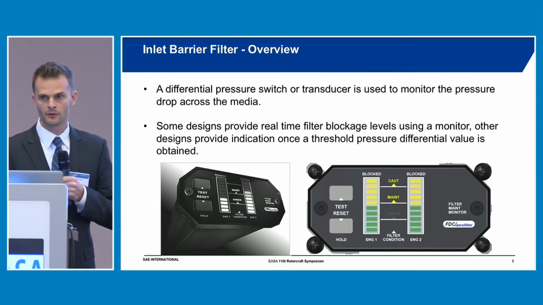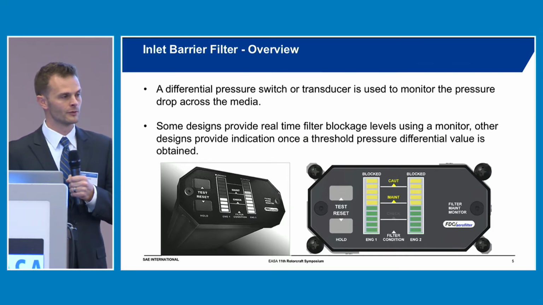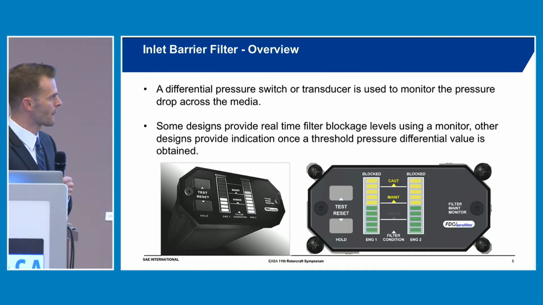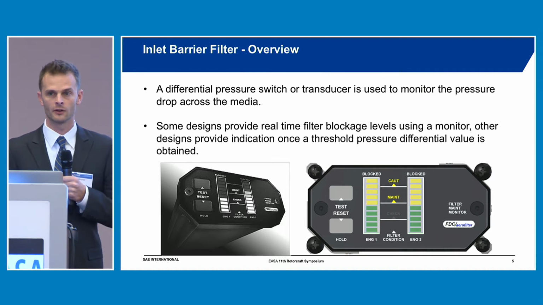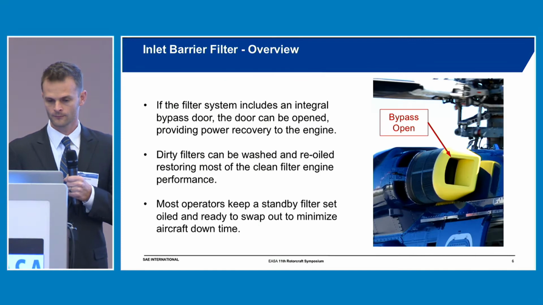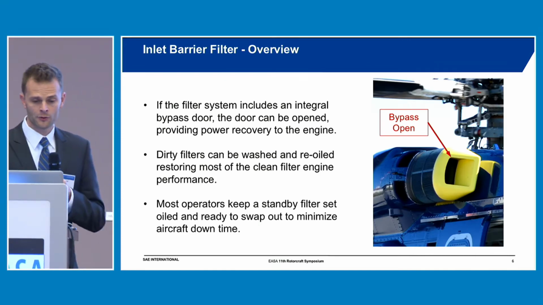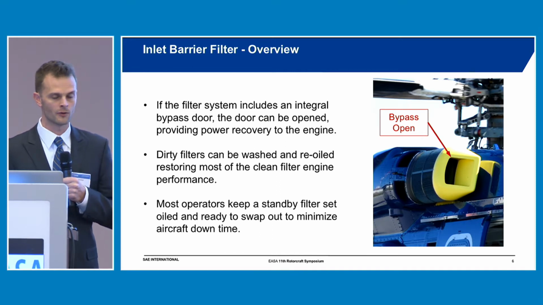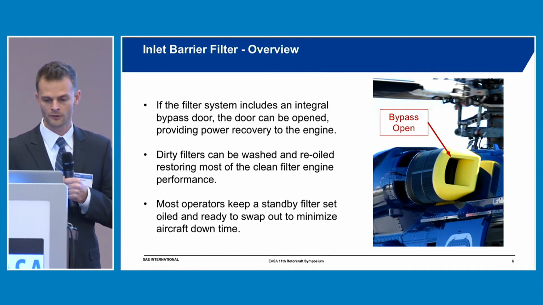Some designs will provide a real-time filter blockage indication that gives pilots situational awareness. They may include individual engines. Other designs will have a switch that's set to illuminate at a preset threshold. If the system has one, a bypass door can be opened, and that provides power recovery to the engine, allows unfiltered air to go directly through and bypass the filter media.